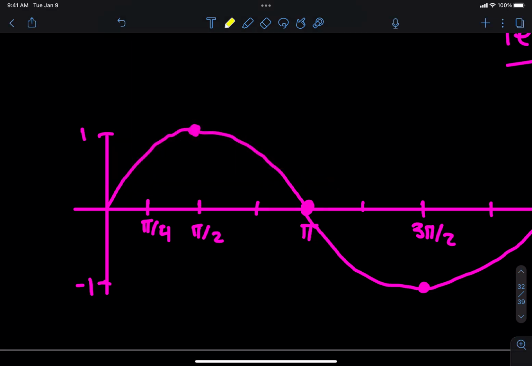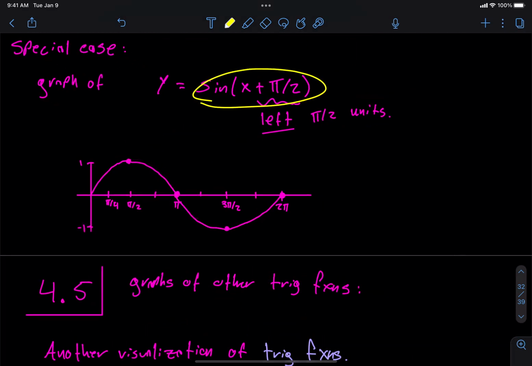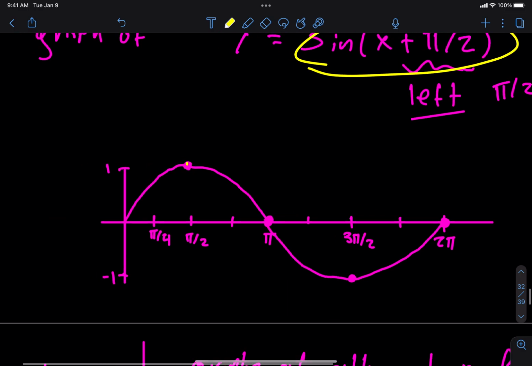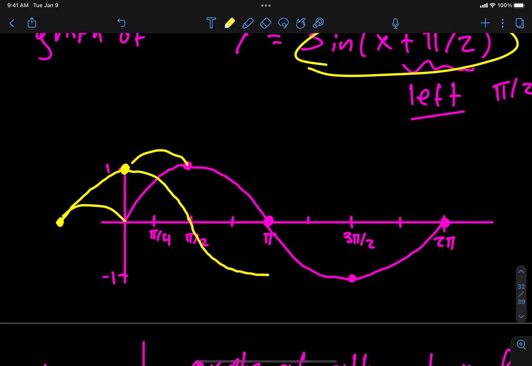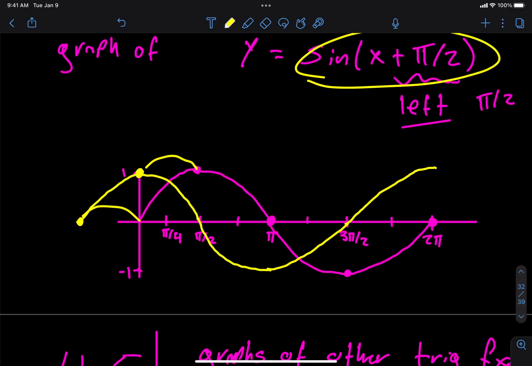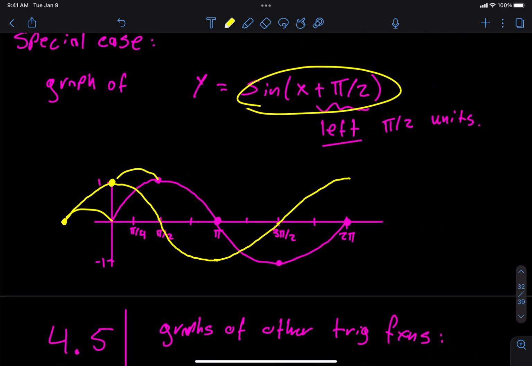So I'm going to draw this one using yellow. This point is going to get moved over here, yes? And this point is going to get moved over here, yeah? So it's going to look something like this. And we're going to pass through at pi over 2. Then we're going to go down to -1 at pi. And then we're going to go up to 0 at 3 pi over 2. And then we're going to go up to 1 again. Okay, so we did it.